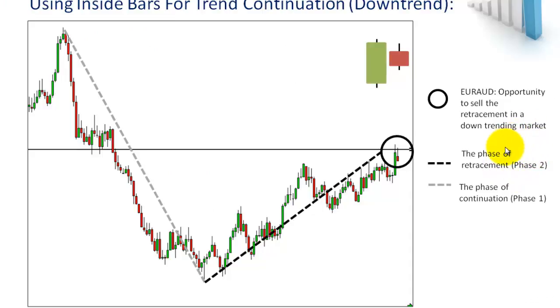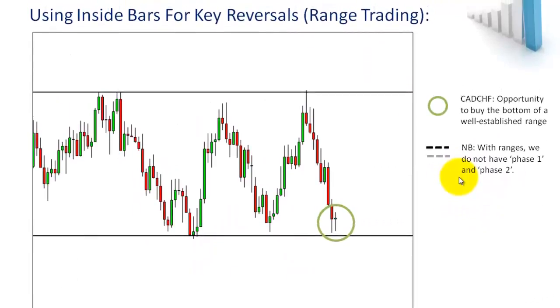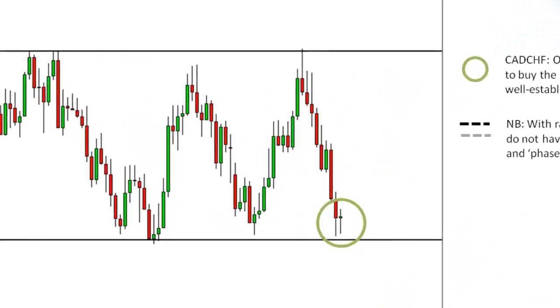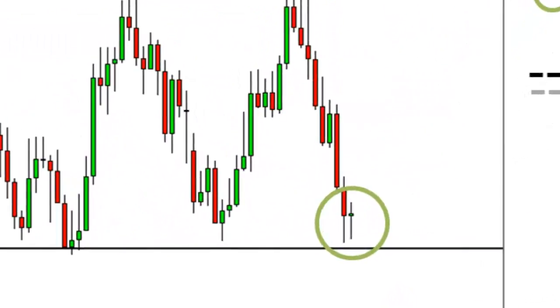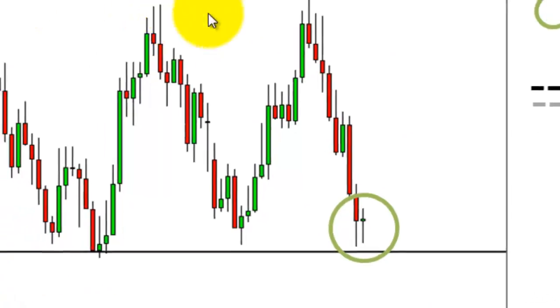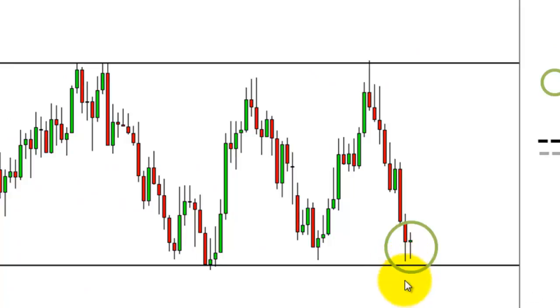How about in trendless markets when you've just got a ranging market? Well, there's still opportunities there. This is the case of CAD Swiss, a very underrated cross-currency pair. And given that you've got the logic that if we've got a well-established range, we can either buy the bottom of the range and sell the top. In this instance, we've got an inside buyer bar to be precise, after a succession of seller bars.